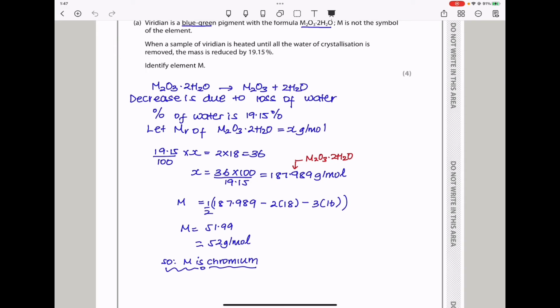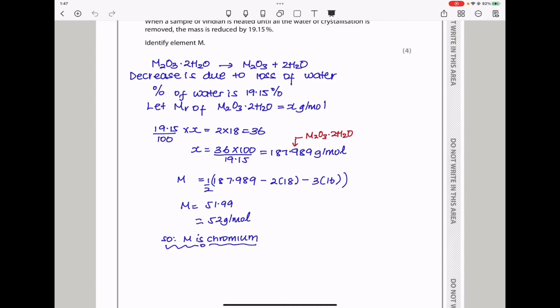So my next step is to get this minus the component of 2 water molecules and the component of 3 oxygen atoms. That will give me M2, and then when I divide my answer by 2, it will give me the component of M. So this is what I did here, and M came out as 51.99, which is approximately 52, and therefore M is going to be chromium.